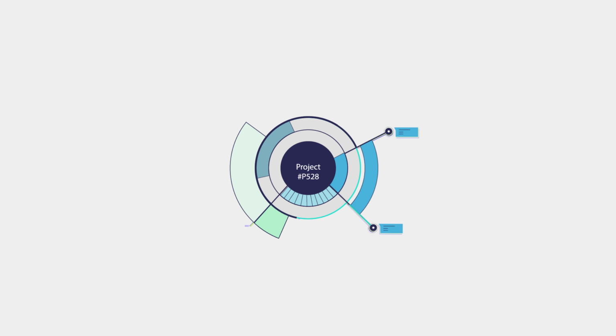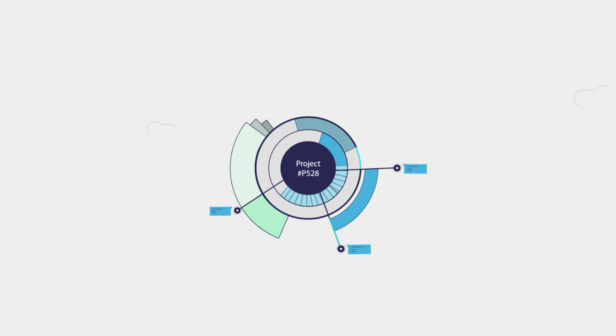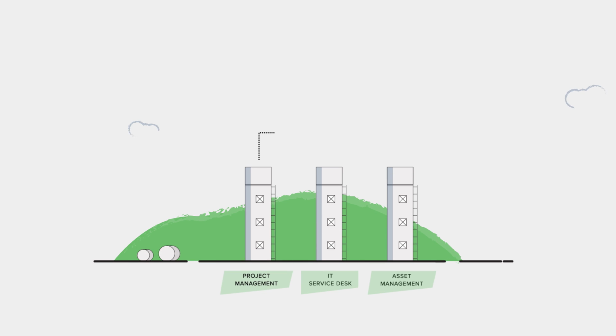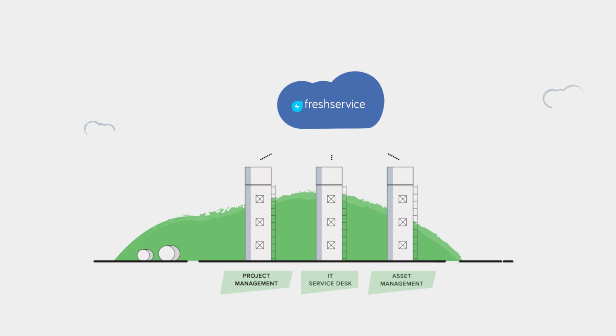Most IT projects involve intense planning and organizing. And when your project management, IT service desk, and asset management teams work in silos, finding the right data at the right time becomes a pain. To help solve this, Freshservice brings all of your IT projects and processes to one place, so they work seamlessly together. Let's look at a use case.